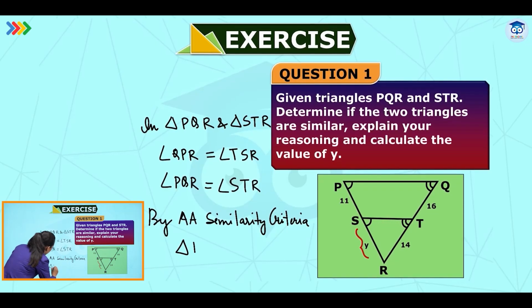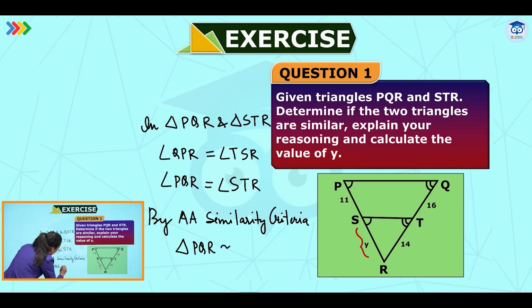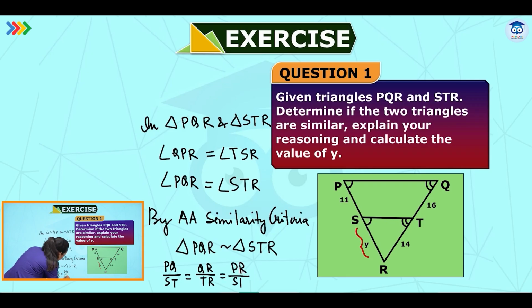So triangle PQR is similar to, this is the symbol for similarity, triangle STR. So both are similar means what? The corresponding sides will have the same ratio. So from this we can conclude that PQ upon ST is equal to QR upon TR, which is equal to PR upon SR. Now here we know that this PR is nothing but PS plus SR.